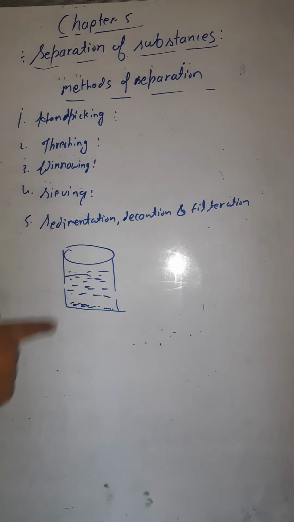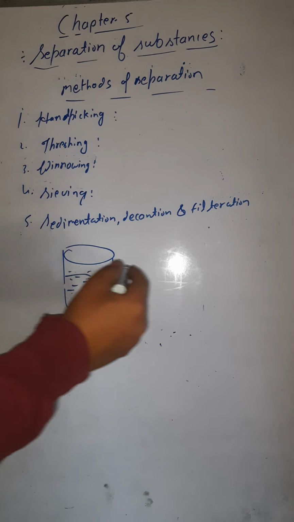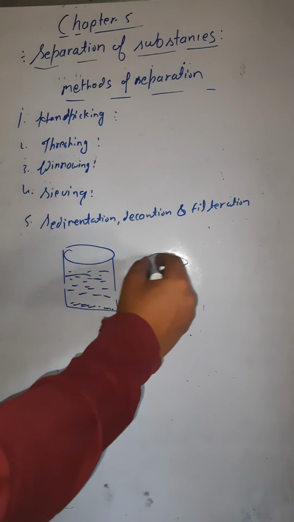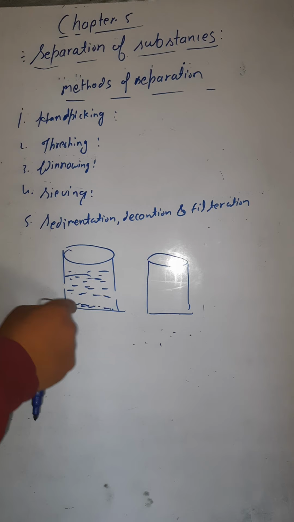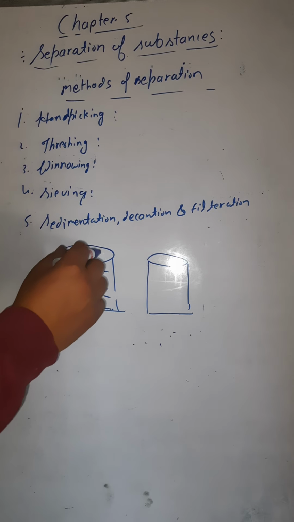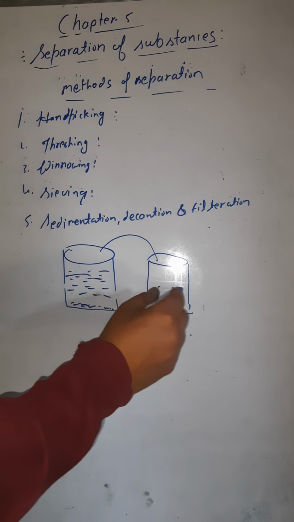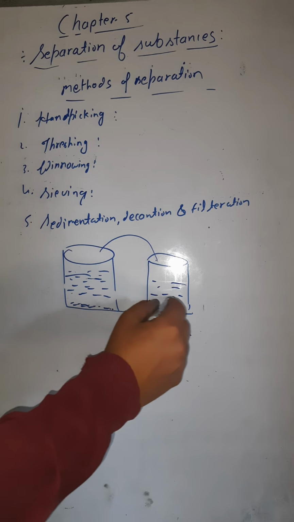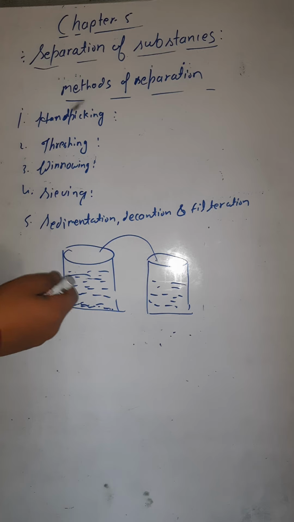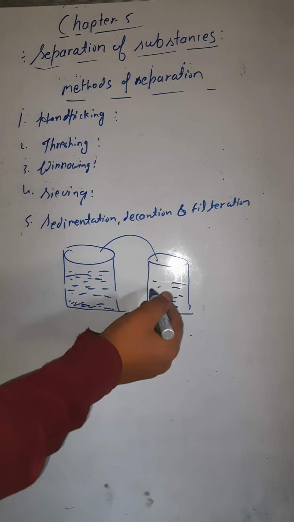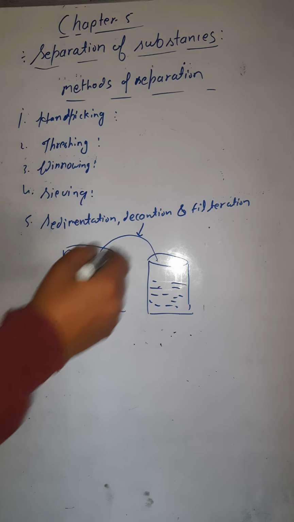Now, what is decantation? Suppose I have another beaker here. What I do is slowly pour this water, without shaking this beaker, into another beaker. This water now would come here, and the sand particles will remain here. So this process would be called the decantation process.